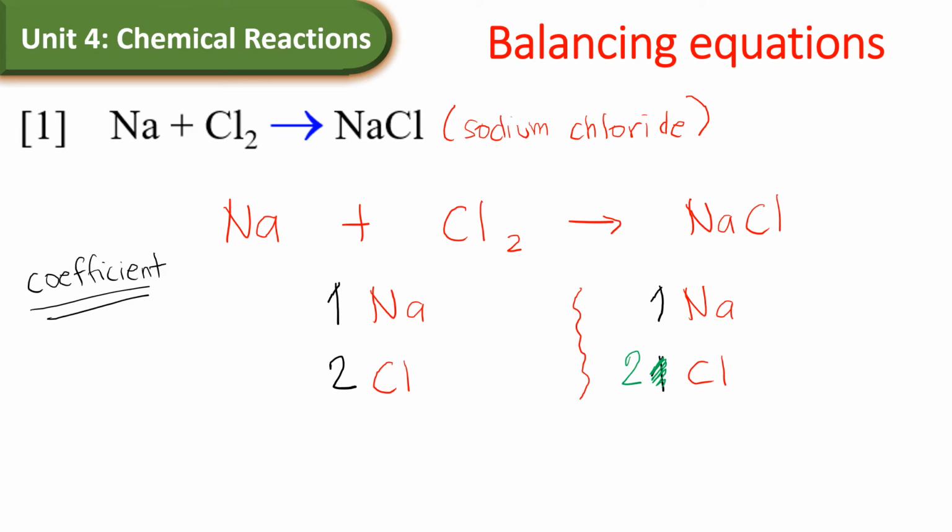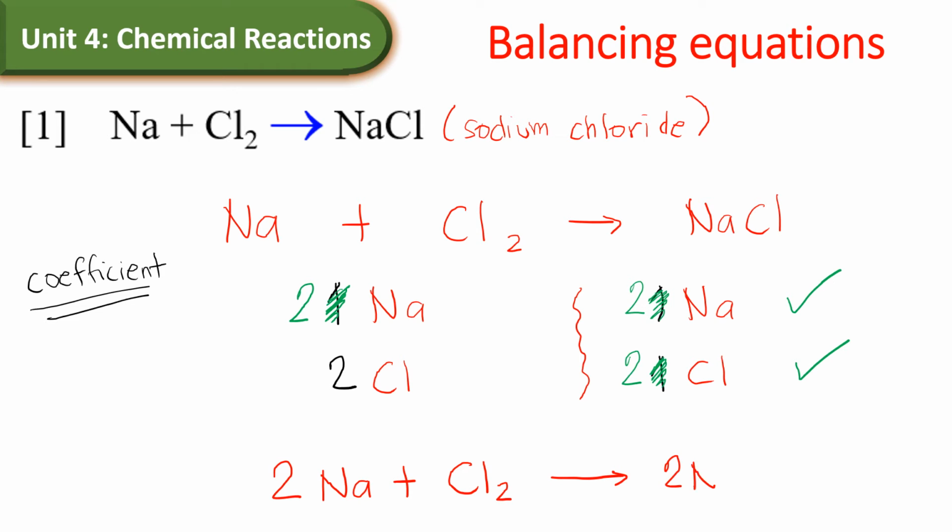Now, if I make chlorine 2, I also have to change the sodium into 2. What happens is that your sodium on the reactant and sodium in your product is not balanced, so we have to adjust this one and change it into 2. So 2 sodium, check. 2 chlorine and 2 chlorine, check. Therefore, your final answer will be 2 Na plus Cl2 equals, or to produce, 2 NaCl. So this will be your final answer.